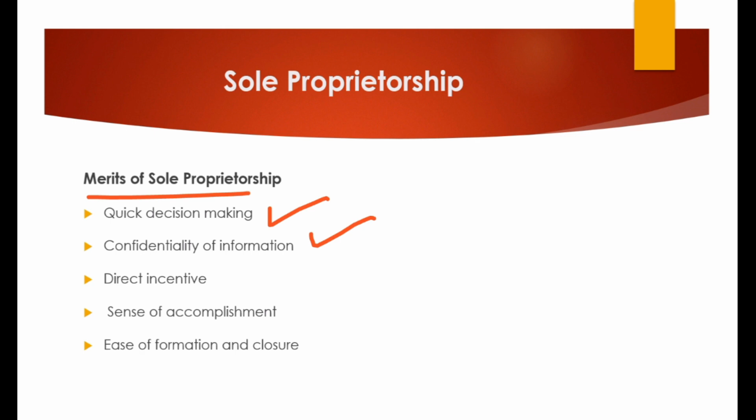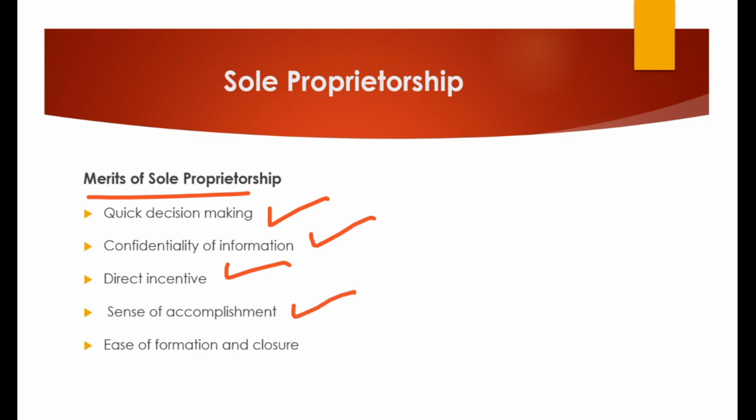Confidentiality of information. Since he is a single owner, there is no chance that the confidential or secret matters of a business will be leaked. The secrets and business matters will be within the business and within himself only. Next is direct incentive. Since he is bearing all the risks, he enjoys all the profits too, and whatever the business is earning, whatever incentives there are, he enjoys those directly.